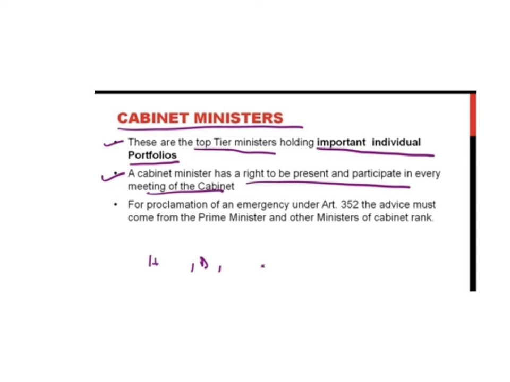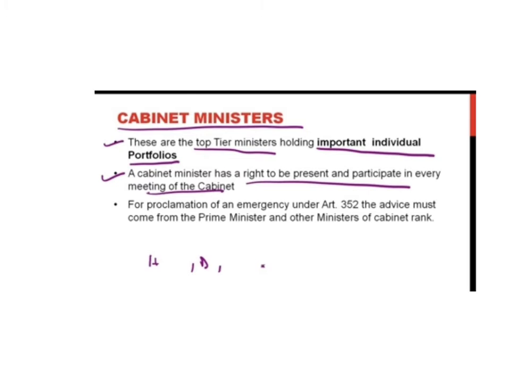For proclamation of any emergency under Article 352, the advice must come from the prime minister and other ministers of the cabinet rank. That means at the central level, the prime minister takes the advice of these cabinet ministers under Article 352. If there is any emergency under Article 352, the advice should come from the prime minister and other ministers of the cabinet rank.